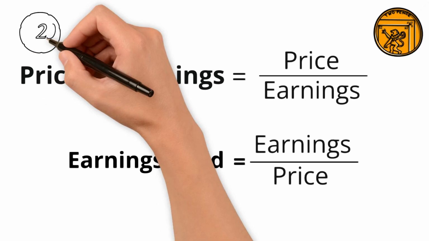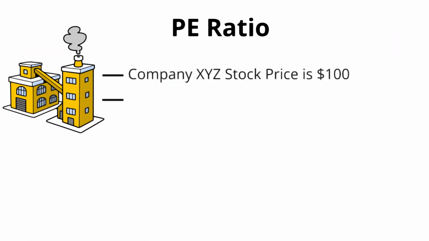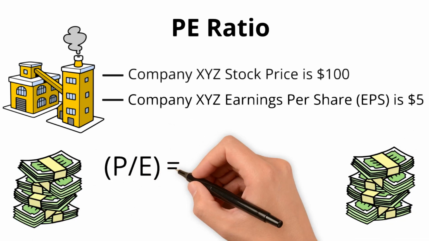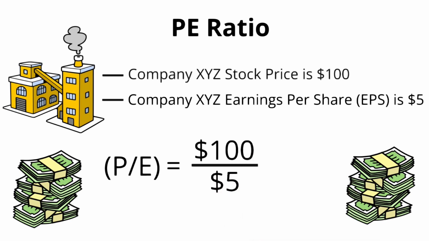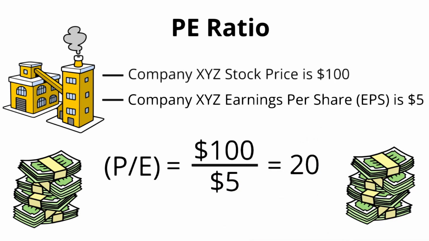Did you know that price-to-earnings ratio and earnings yield are just two sides of the same coin? Let's break it down. The PE ratio measures how much investors are willing to pay for $1 of a company's earnings. Let's look at an example. If a stock costs $100 and its earnings per share, or EPS, is $5, we divide $100 by $5 to get a PE ratio of 20.